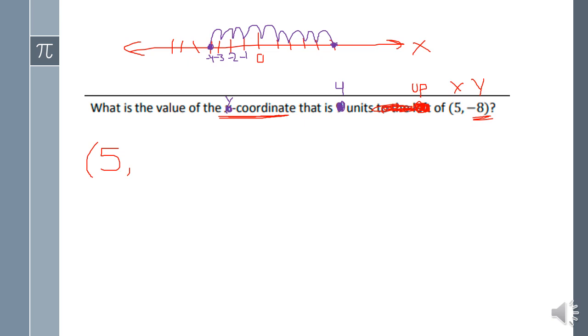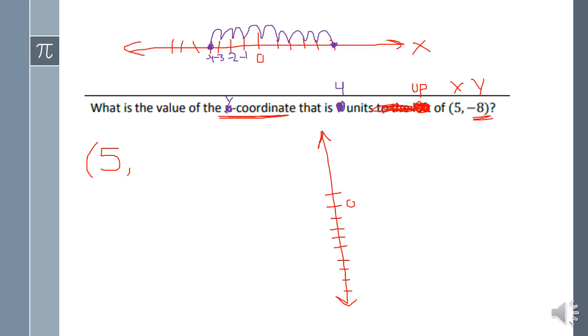So the fact that they're telling me up lets me know that this is on the y-axis, or if we move further back, on a vertical number line. So I'm just going to create my vertical number line, because remember, up or down is a vertical number line. Left or right is your x-axis or a horizontal number line. All right, so this is my y-axis. So here's my 0. And I'm going to move 4 units up, but let's go ahead and graph my negative 8. So 1, 2, 3, 4, 5, 6, 7, 8.